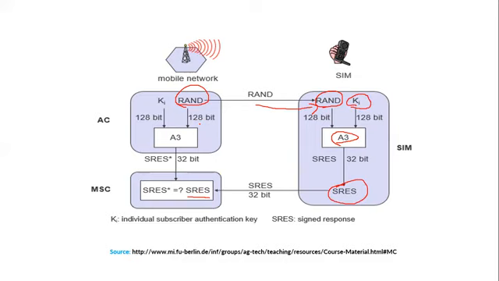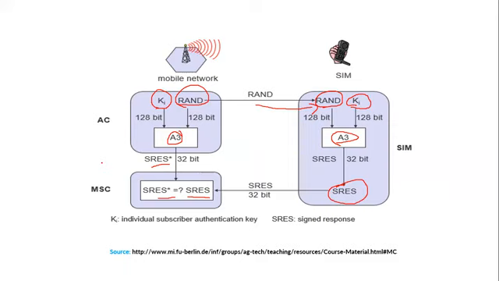Similarly, at the mobile network end also, using this random number and the same key which is used by the SIM, the A3 algorithm is applied. As a result, in the mobile network also we will get another SRES. Both these SRES will be compared. If they are equal, then the authentication is successful. Otherwise, the authentication will fail. Okay. So this is how authentication works in GSM security services.